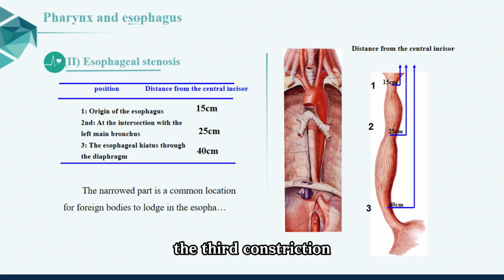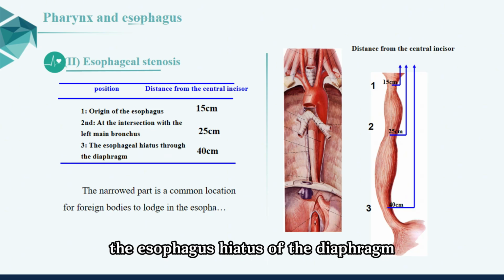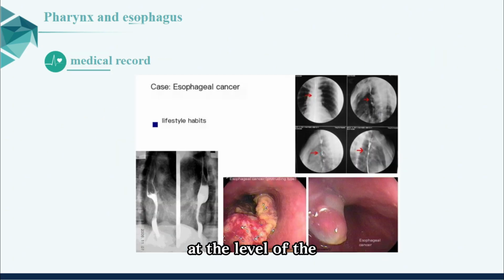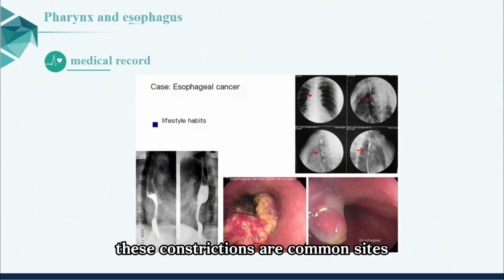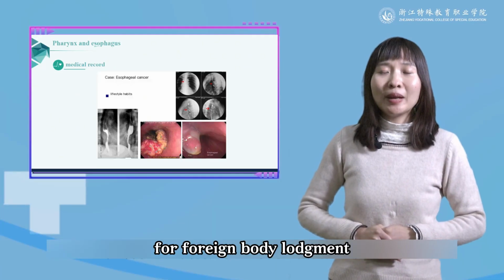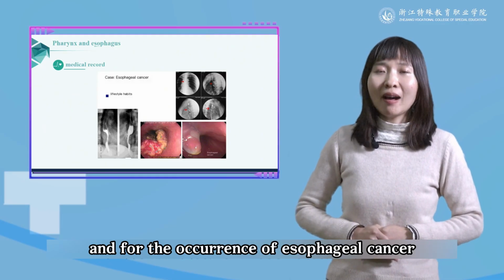The third constriction is where the esophagus passes through the esophageal hiatus of the diaphragm at the level of the T10 vertebral body, about 40 centimeters from the incisor teeth. These constrictions are common sites for foreign body lodgement and for the occurrence of esophageal cancer.